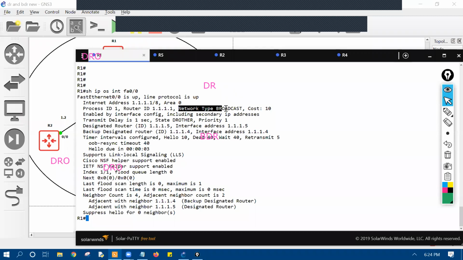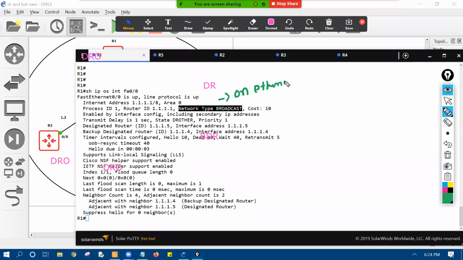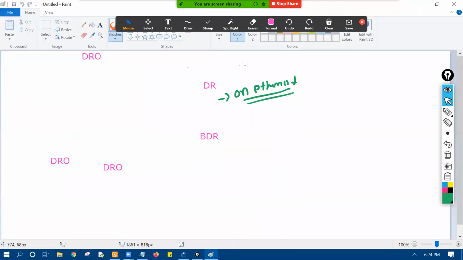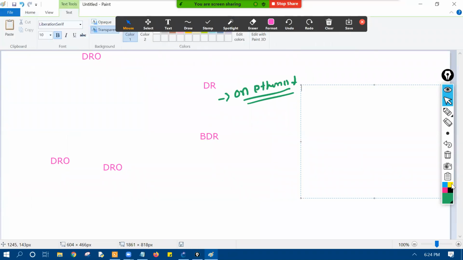The network type is broadcast by default on an Ethernet interface. On Ethernet technology, the network type is broadcast by default. Second, we have non-broadcast, that's known as the NBMA network, non-broadcast multi-access.